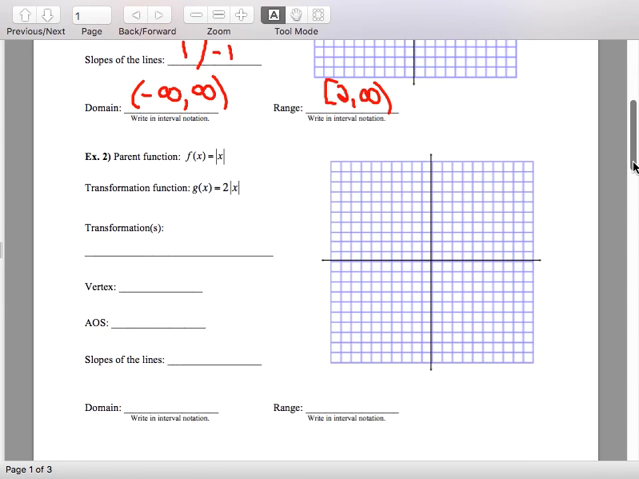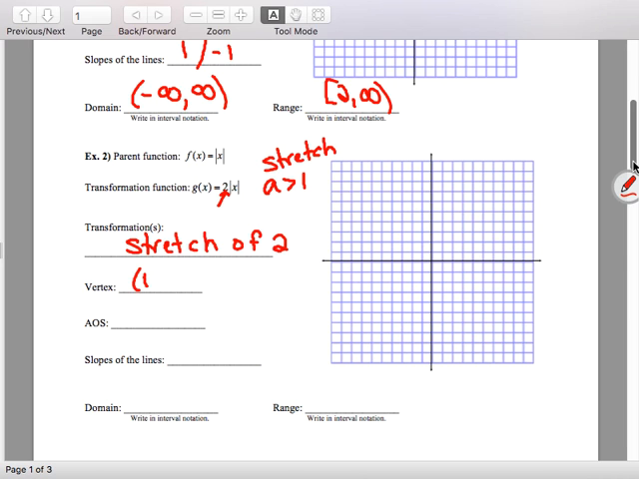What if I have g of x is 2 times the absolute value of x? Does anybody remember from yesterday? What does a 2 times do? How did we describe it? Yeah, Julia? Does it shrink? You're on the right track. It's a stretch. Okay? It's a stretch of 2. When the a value is bigger than 1, it's a stretch. When it's between 0 and 1, it's a shrink. If there's a negative, you treat the negative differently than the number. The negative is a reflection.